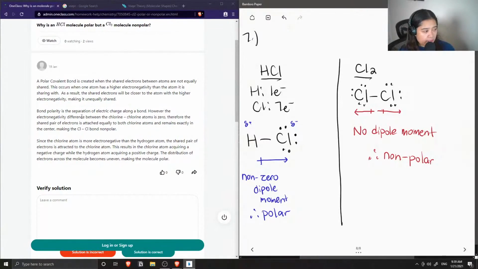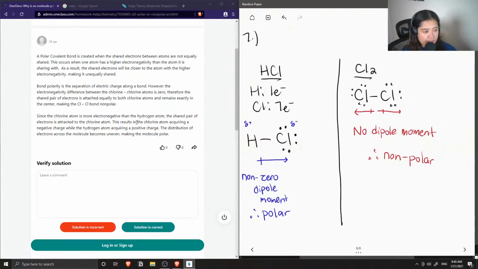However, the electronegativity difference between chlorine atoms is 0. Therefore, the shared pair of electrons is attracted equally to both chlorine atoms and remains exactly in the center, making the chlorine-chlorine bond nonpolar. Since the chlorine atom is more electronegative than the hydrogen, the shared pair of electrons is attracted to the chlorine atom. This results in the chlorine atom acquiring a negative charge while the hydrogen atom acquires a positive charge. Distribution of electrons across the molecule becomes uneven, making the molecule polar.